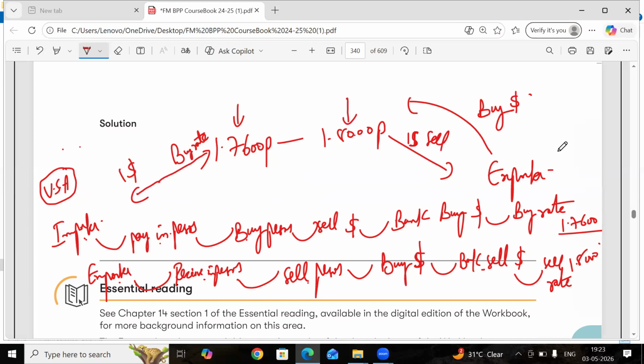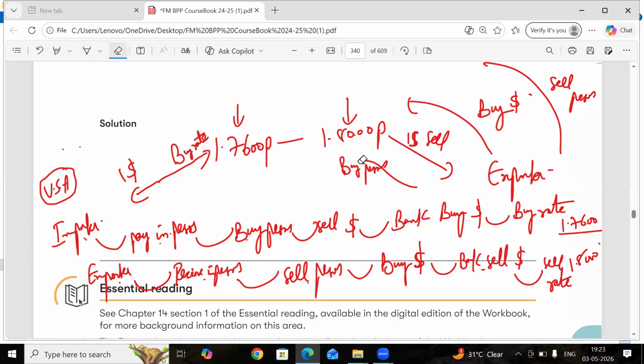For buying dollars, he will sell pesos. That means you receive pesos, you sell pesos. When you sell pesos, the bank buys pesos. You sell pesos, you buy dollars, the bank sells dollars. The bank sells dollars for this much.